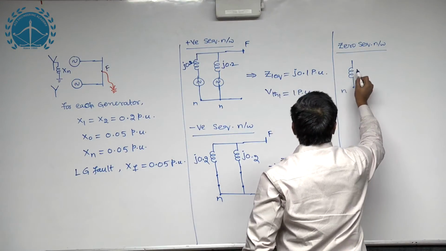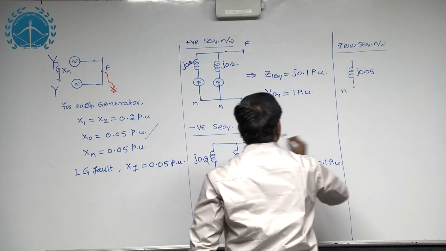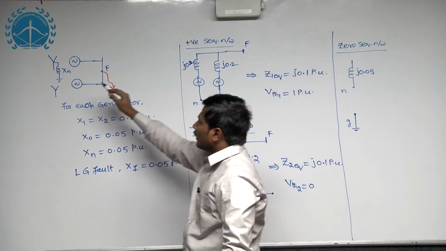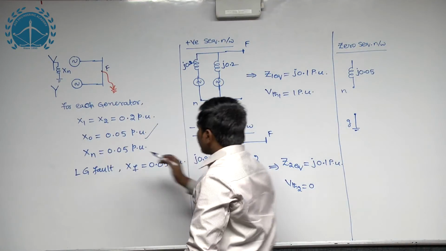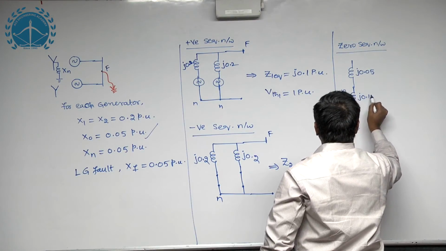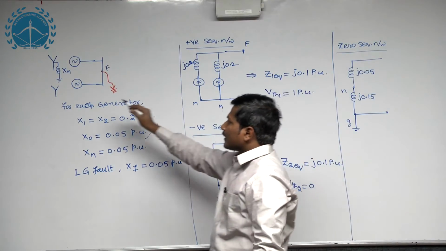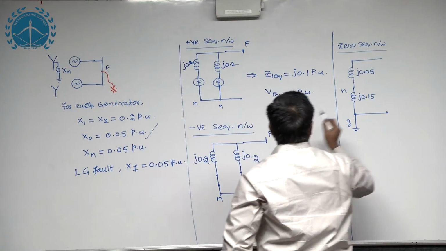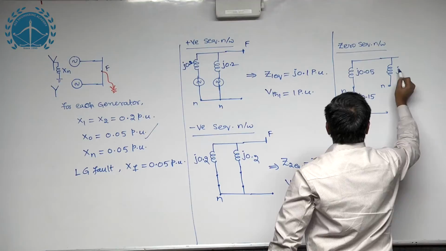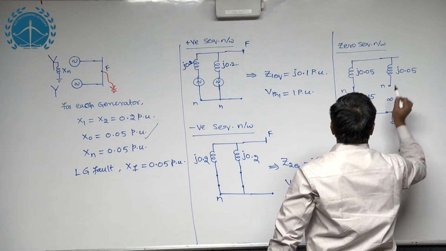For the first generator we are keeping j0.05, the zero sequence reactance of the generator. From neutral to ground we should keep 3 times Xn, which means this number, j0.15. This was for the first generator, whereas the second generator was neutral ungrounded, which means up to neutral we should keep j0.05, and from neutral to ground we do not have any impedance to be placed, meaning infinite impedance.